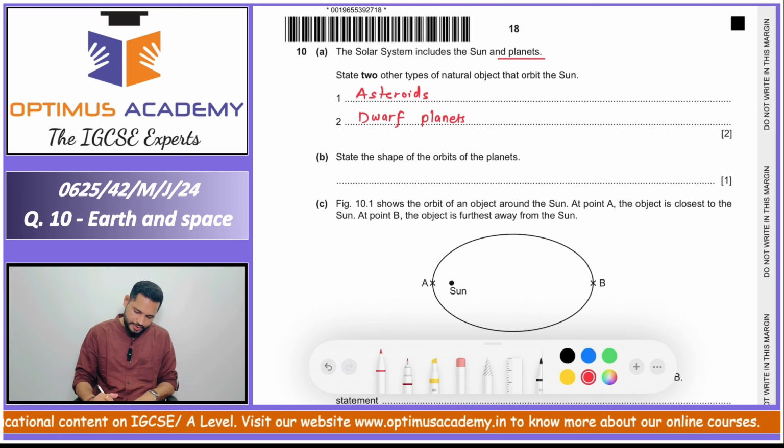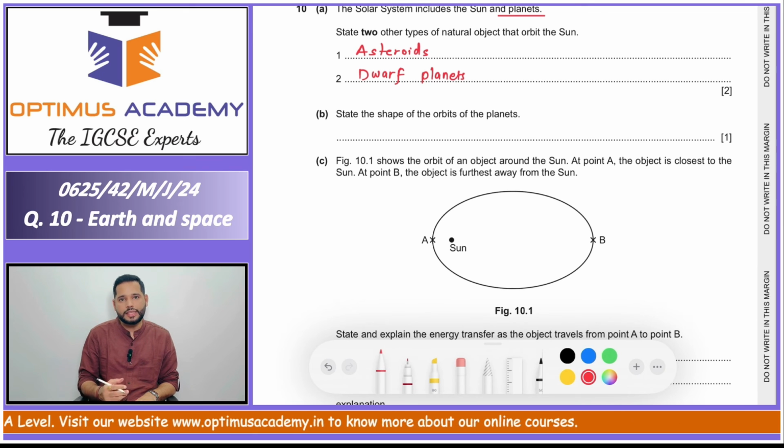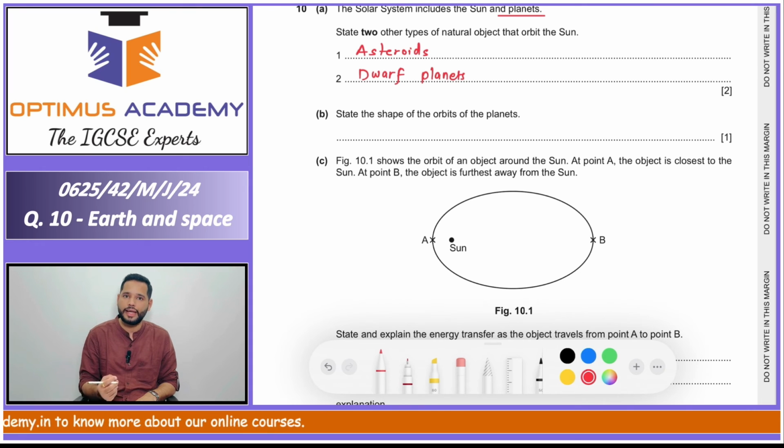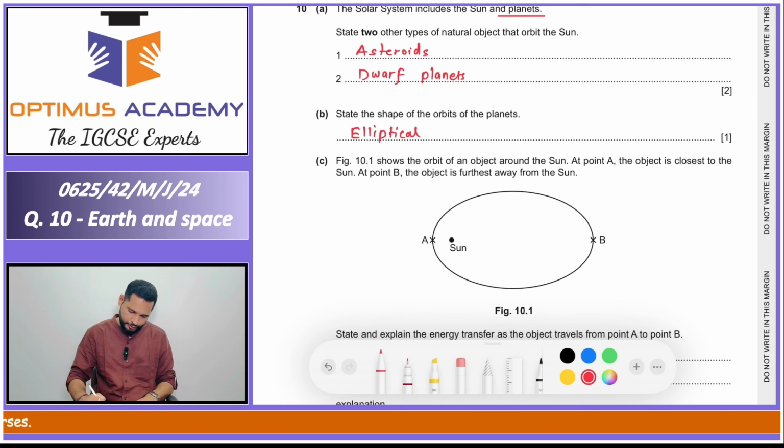Next, they are asking, state the shape of orbits of the planets. So the orbits are considered to be circular for the calculations of orbital speed, etc. But the actual shape of orbits is elliptical. So here we are going to write the shape of orbit for the planets is elliptical.